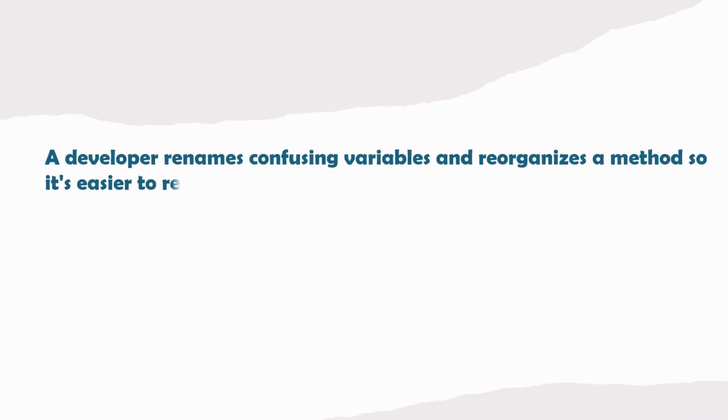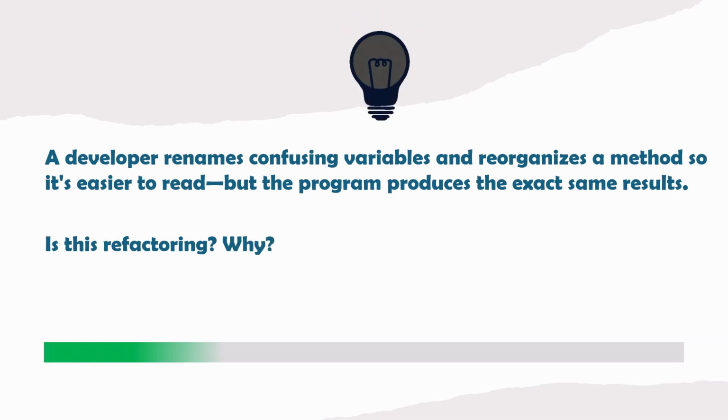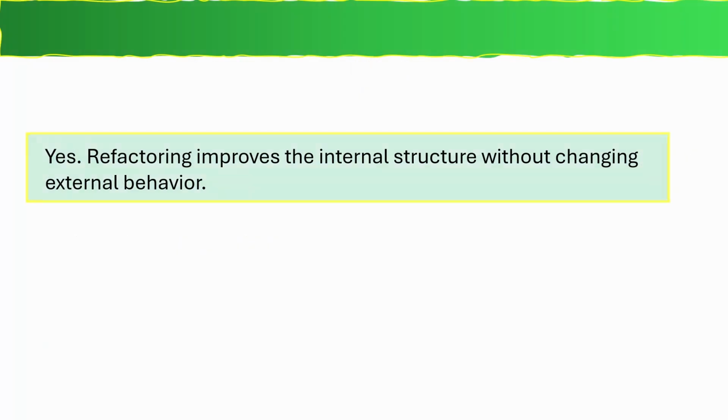Before we wrap up, here's a quick scenario for you. A developer renames confusing variables and reorganizes a method to make the code easier to read. The program still produces exactly the same results. Is this an example of refactoring? So yes, this is refactoring because the developer improved the code's internal structure and readability without changing what the program does.